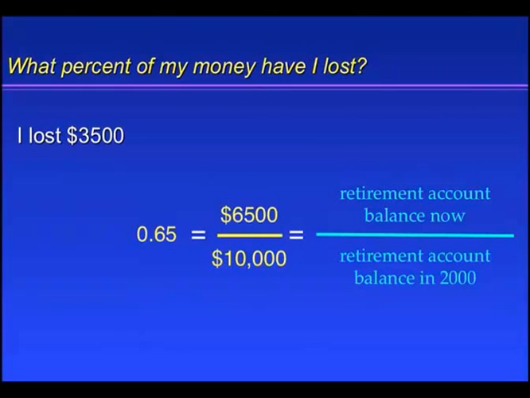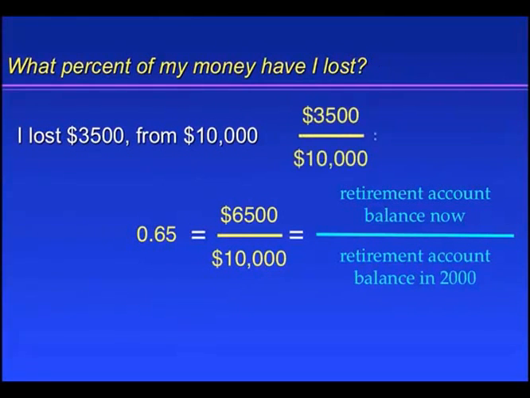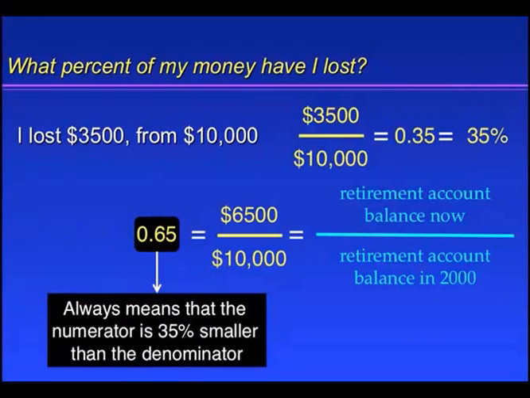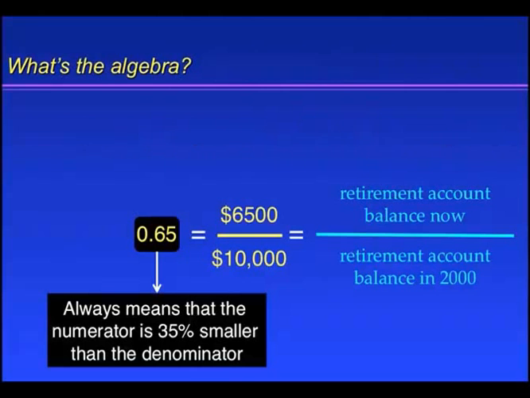I lost $3,500. That's 10,000 minus 6,500 from 10,000. So that's 3,500 over 10,000. That equals 0.35 or 35%. But that information is contained in this ratio. A ratio of 0.65 always means that the numerator is 35% smaller than the denominator. What's the algebra? 1 minus 0.65 equals 0.35 equals 35%.